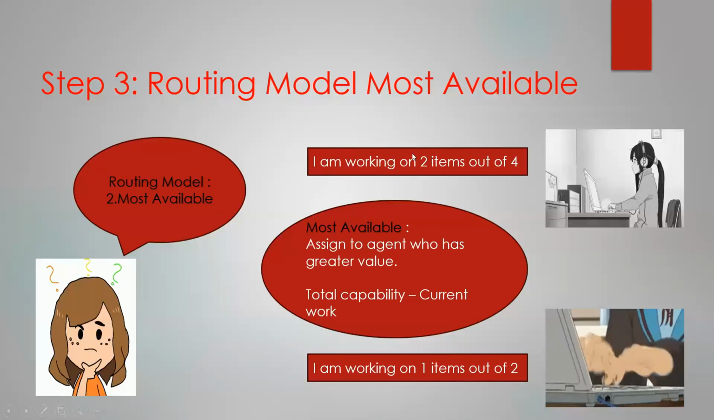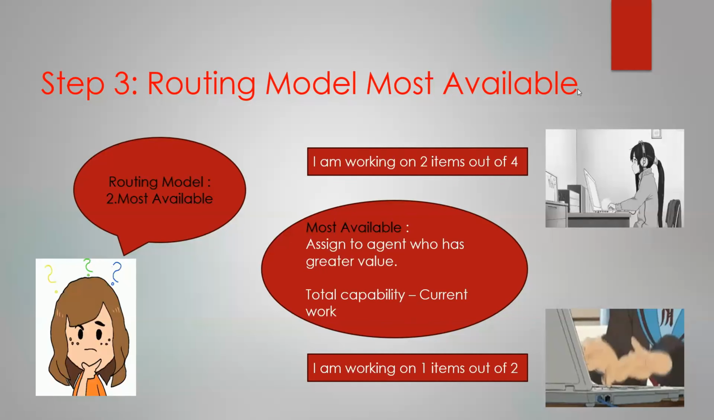So the total capacity of this person is 4. The number of items she is working on is 2. So 4 minus 2, 2 items. So she can work on another 2 items. Okay, and he can work on 1 item. But if you assign 1 work item to him, it will be completely occupied. So his work is like 100%. So that is not going to happen. Omni-Channel will take care of those things and it will assign the work to this person because she has 2 items of capacity left. Okay, she can handle 2 items. So it will assign it to this person. That is what most available will do.